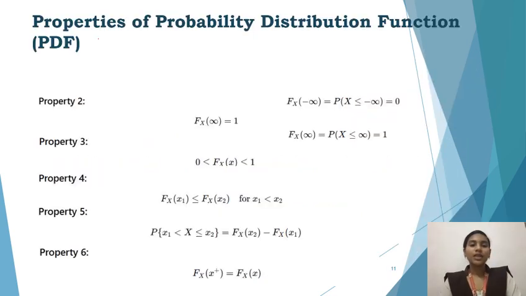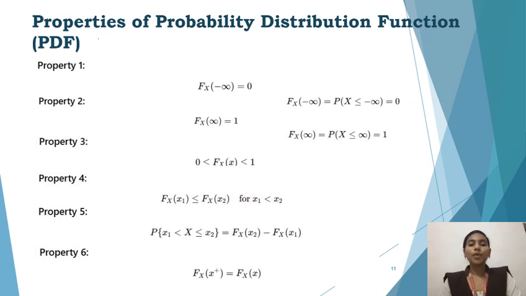Now the properties of the probability distribution function, capital F. Property 1. FX of minus infinity is equal to 0. So the probability is always a non-negative real number between the values of 0 and 1. An impossible event has the probability 0. So for example, FX of minus infinity is equal to P of X less than or equal to minus infinity, which is equal to 0.